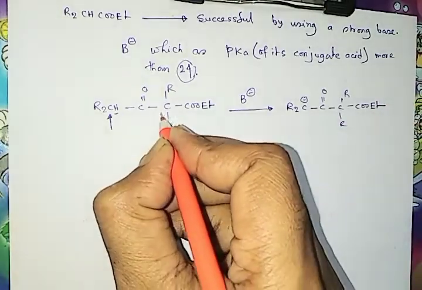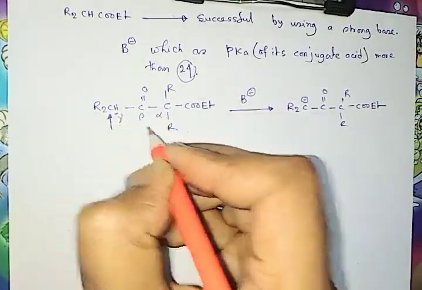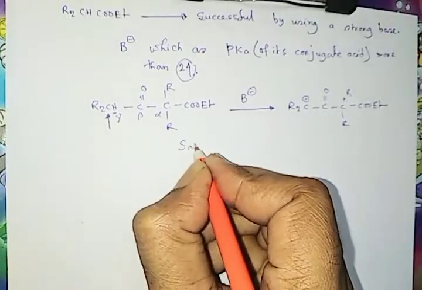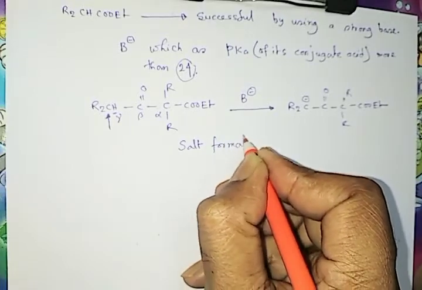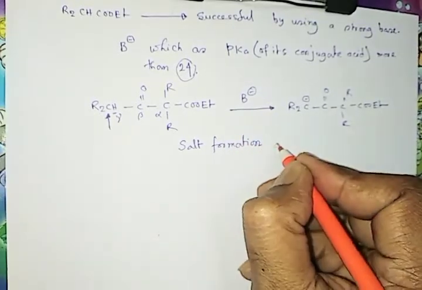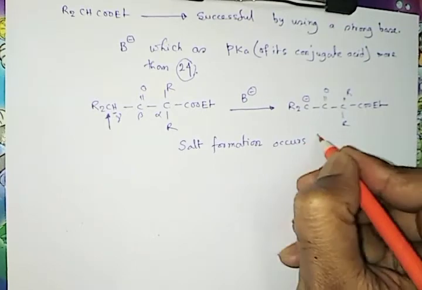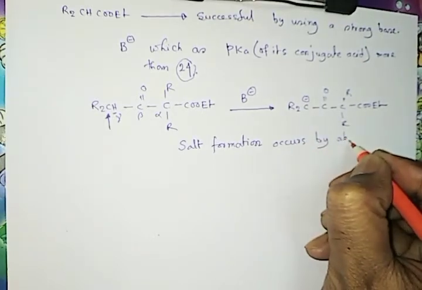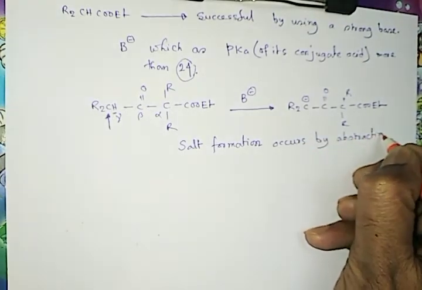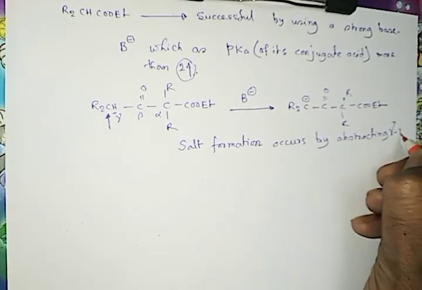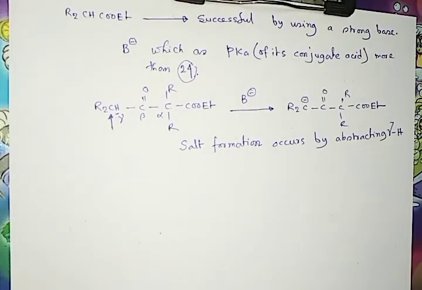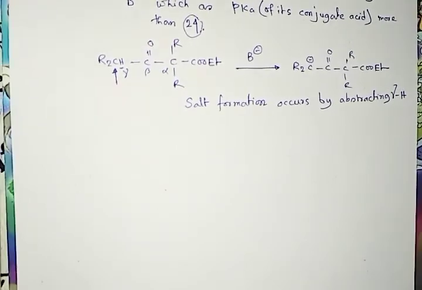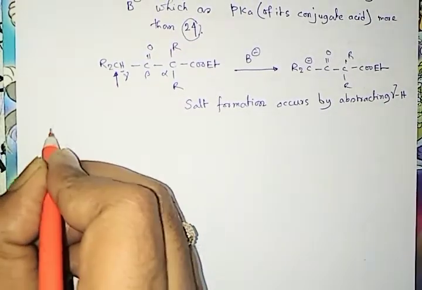So this is alpha, beta, gamma. So salt formation occurs by abstracting gamma protons. Alright. Now I'll give you one problem.